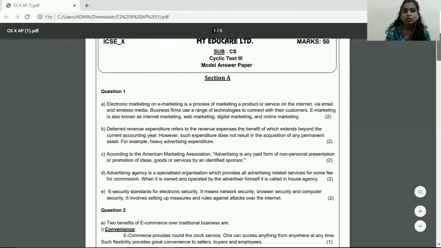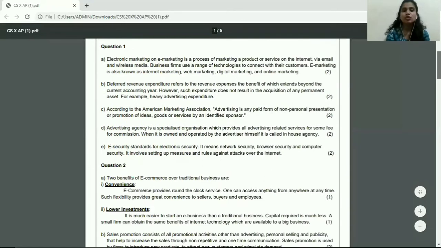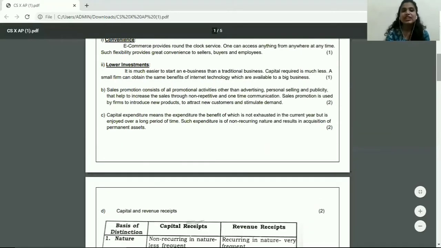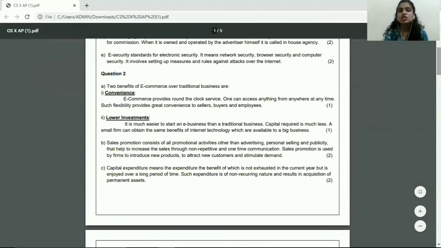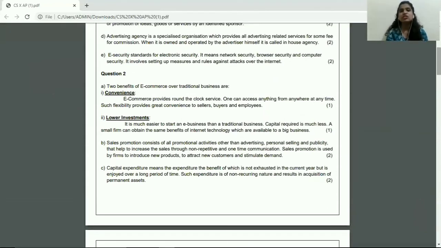Moving to the next question, that is question 2. Question 2A asks for the benefits of e-commerce over traditional business. Now students, when you start answering this question, start with a statement. The 2 benefits of e-commerce over traditional business are, and then write 2 benefits. Create the head points, number those 2 head points, and explain those 2 head points.